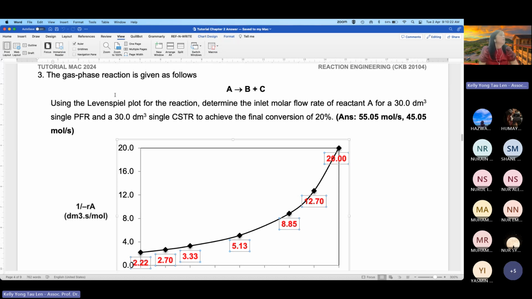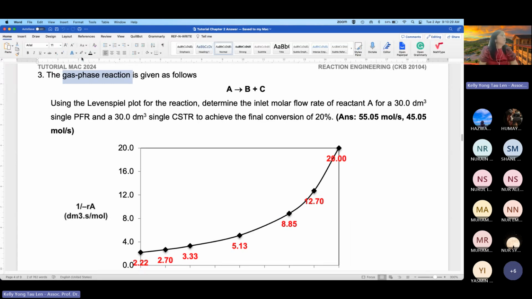So this question below, this is the gas phase reaction. By now you already realize that knowing the phase of the reaction is very important. Perhaps in some situations it's not so relevant to the question, but in certain situations it's very relevant. Regardless of that, you just take into consideration that this is going to be a gas phase reaction, and the reaction is A producing B plus C.